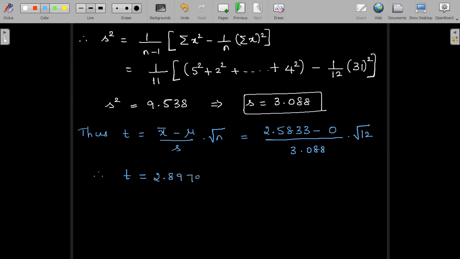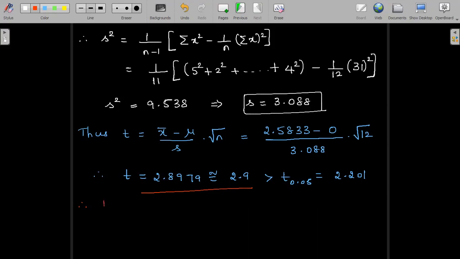So this on evaluation gives us t value is equal to 2.8979, which is approximately 2.9, and obviously greater than t 0.05, which is given from the data 2.201 for 11 degrees of freedom. So since the calculated value of t is greater than the table value of t, we reject the hypothesis.